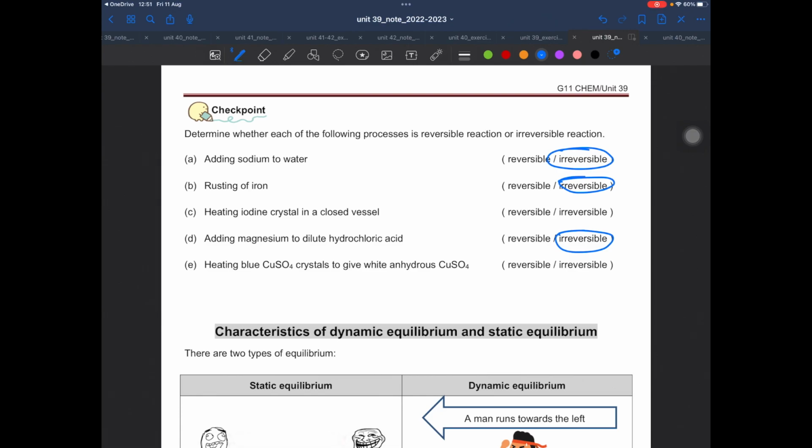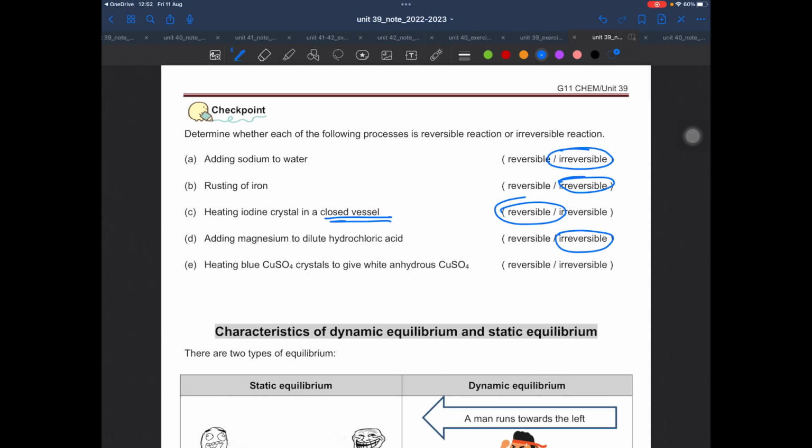And heating, part C, heating iodine crystal in a closed vessel. Now, the key point is closed vessel. There is no way for iodine molecules to escape. So, the crystal will turn into vapor, and some vapor will condense back to crystal. So this is a reversible one.